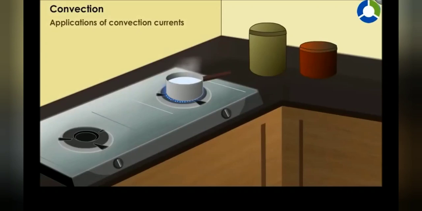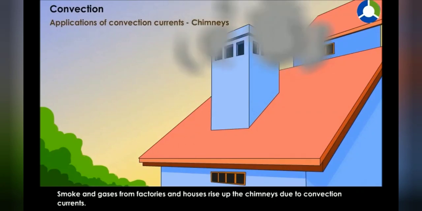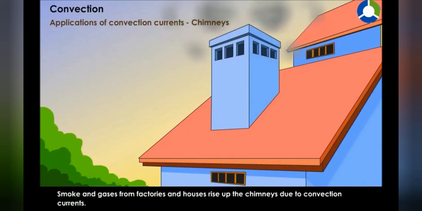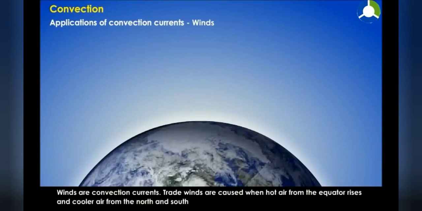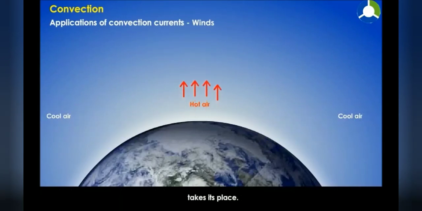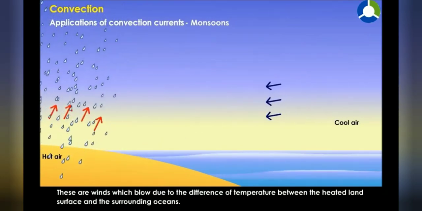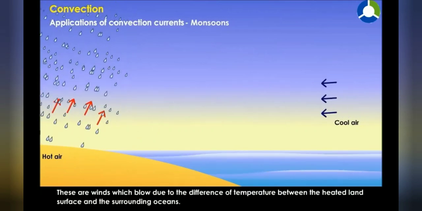Applications of convection currents. Chimneys. Smoke and gases from factories and houses rise up the chimneys due to convection currents. Winds. Winds are convection currents. Trade winds are caused when hot air from the equator rises and cooler air from the north and south takes its place. Monsoons. These are winds which blow due to the difference of temperature between the heated land surface and the surrounding oceans.